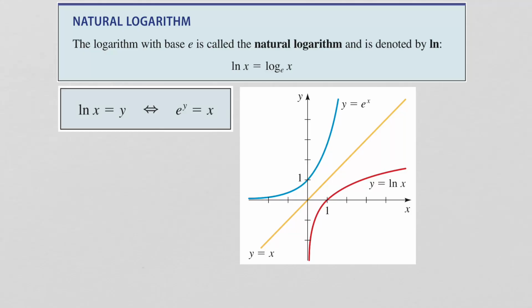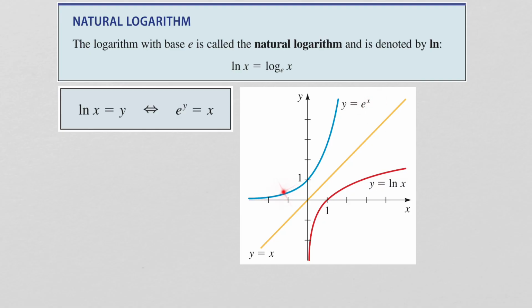And finally, we define the natural logarithm. The logarithm with base e is what we call the natural logarithm, and it is abbreviated by the letters ln. So anytime you see ln and then x, this means log base e of x. So the natural log function looks like this. It looks just like all the other logarithmic functions, and it is the inverse of the natural exponential function.